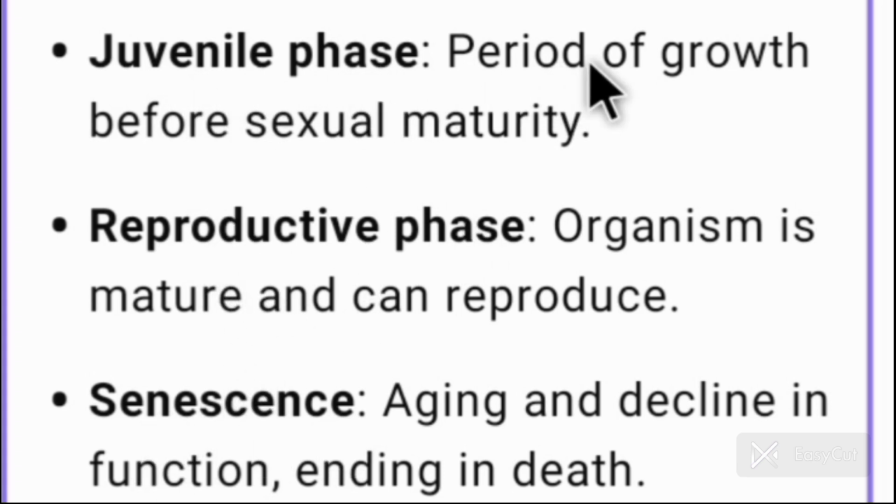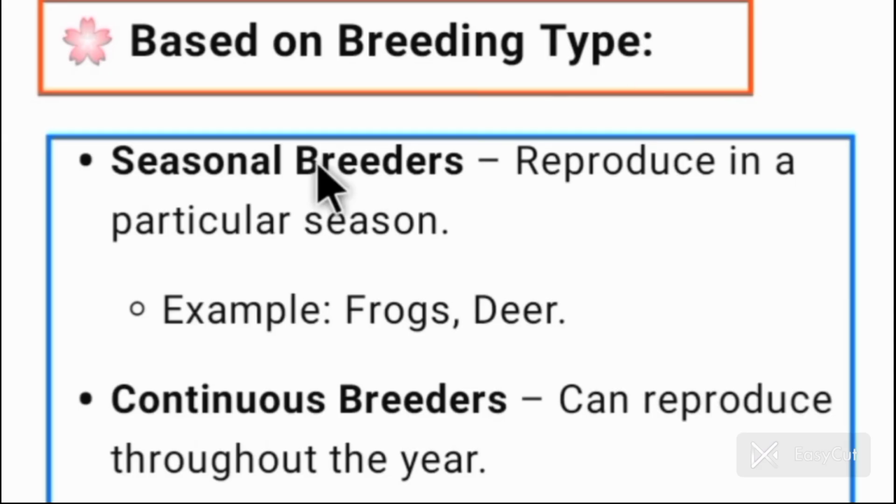Juvenile phase is the period of growth before sexual maturity. Second is reproductive phase. In reproductive phase, organism is mature and can reproduce. Senescence phase is aging and decline in function, ending in death. There are two types of breeders based on breeding type. First is seasonal breeder and second is continuous breeder.